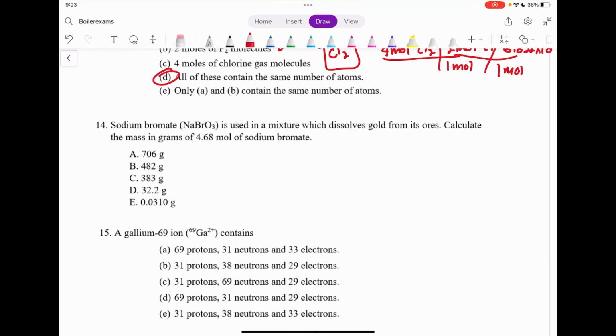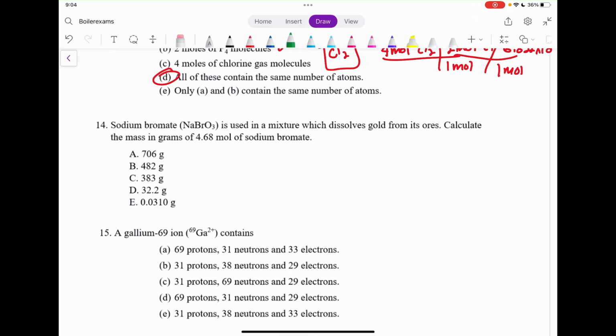Sodium bromate is used in a mixture which dissolves gold from its ores. Calculate the mass in grams of 4.68 moles of sodium bromate. Okay. So here, really all we need to do is figure out the molecular weight and then use that to convert moles into grams. Molecular weight is going to be grams per mole.